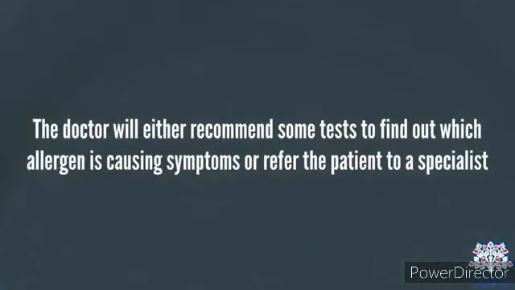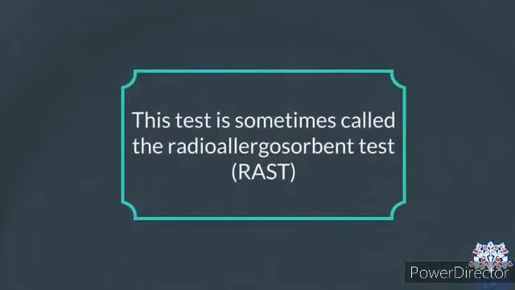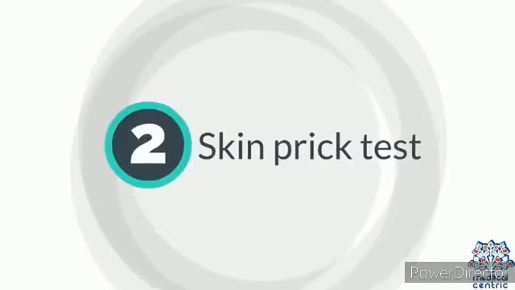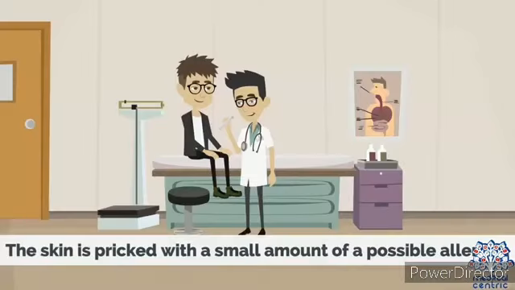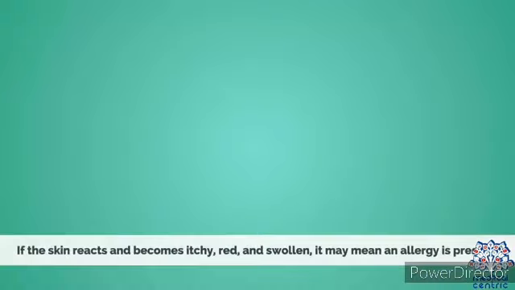Below are some examples of allergy tests. Blood test. This measures the level of IgE antibodies released by the immune system. This test is sometimes called the radioallergosorbent test, or RAST. Skin prick test. This is also known as puncture testing or prick testing. The skin is pricked with a small amount of a possible allergen. If the skin reacts and becomes itchy, red, and swollen, it may mean an allergy is present.